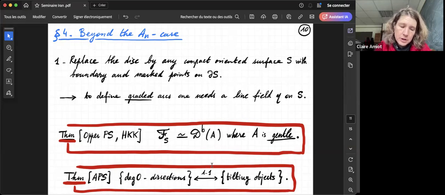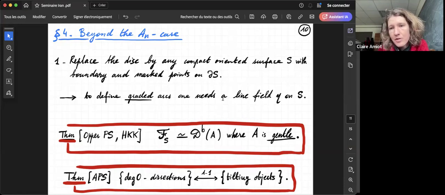If we do so, we want to define a graded arc on this surface, and an arc will be replaced by the homotopy class of a curve linking two marked points. But we need the notion of graded arc. So we need to be able to measure angles. And here we don't have the horizontal. Horizontal doesn't mean anything for an abstract surface. So to be able to measure the angles, we will add an extra notion, which is a line field on the surface.